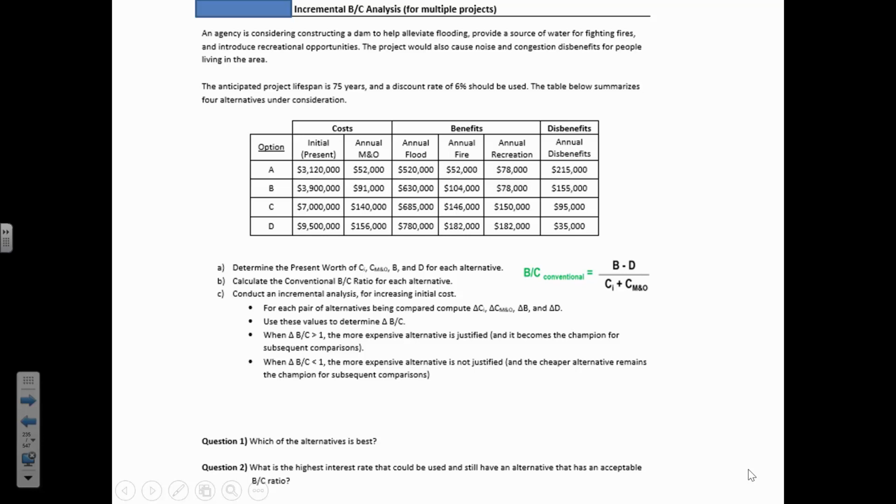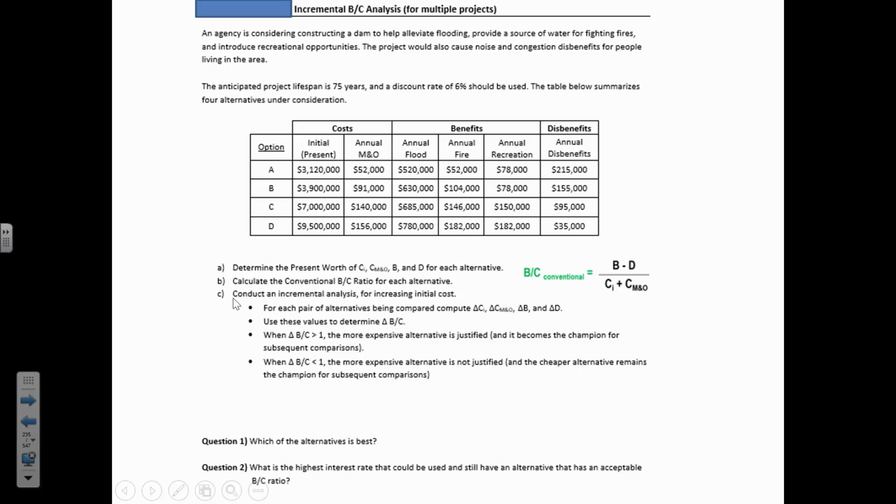So the handout explains what you need to do. First of all, step A, find the present worth of everything. And then step B, calculate the conventional B to C ratio for each alternative. And you can see off to the side that column that says conventional B to C in the second table in the template file. And then part C is the incremental analysis.